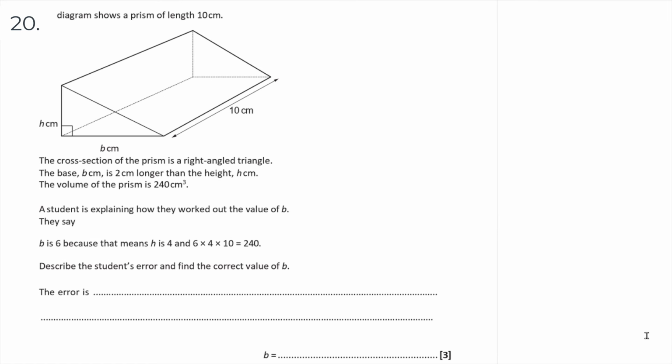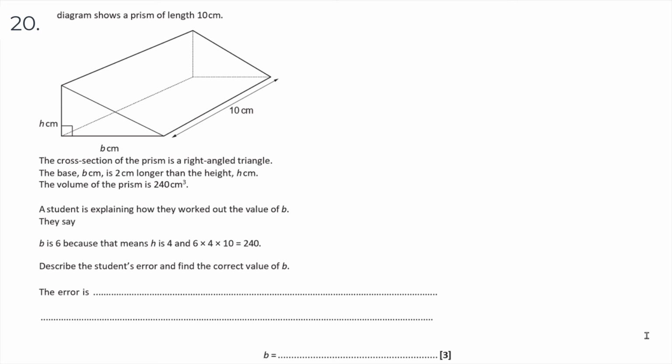The diagram shows a prism of length 10 centimeters. The cross-section of the prism is a right-angled triangle. The base, B centimeters, is 2 centimeters longer than the height, H. The volume of the prism is 240 centimeters cubed. A student is explaining how they worked out the value of B. They say B is 6 because that means H is 4, and 6 times 4 times 10 is 240. Describe the student's error and find the correct value of B.